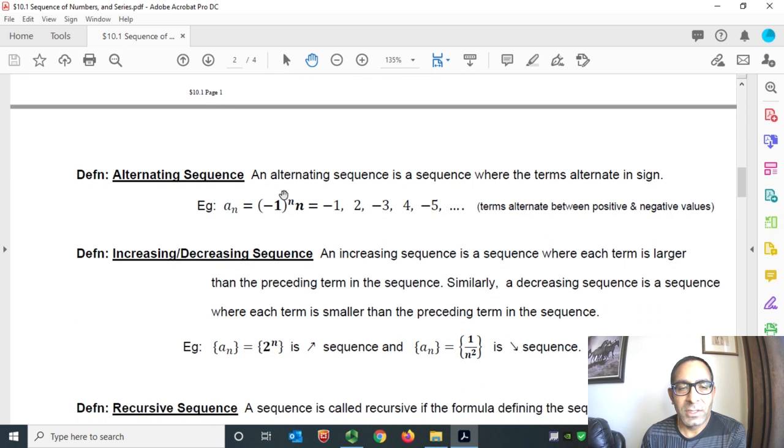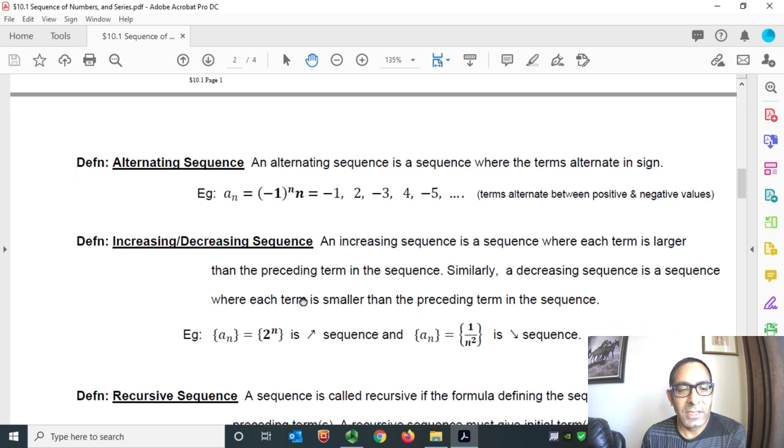Alternating sequence. An alternating sequence is a sequence where the terms alternate in sign. For example, the sequence a_n equals -1 to the power n times n. Here we put n equals 1. That gives us -1 to the power 1 times 1, which is -1. For the second term, put n equals 2. (-1) squared is +1, times 2. So we have +2, and so on.